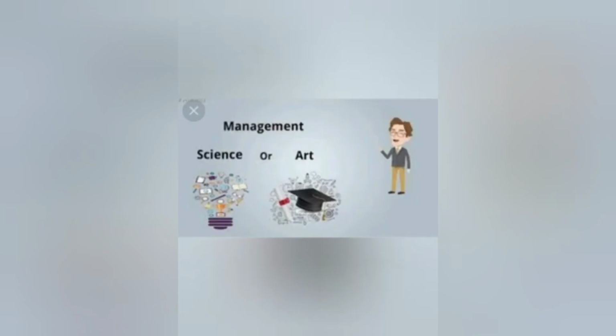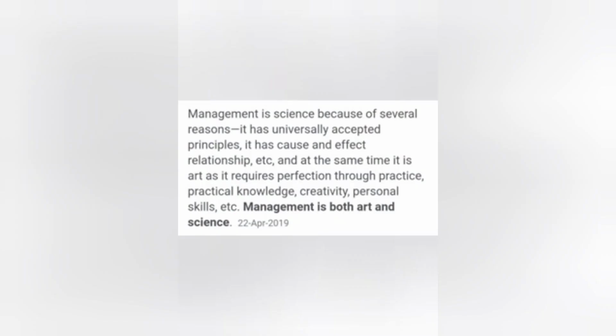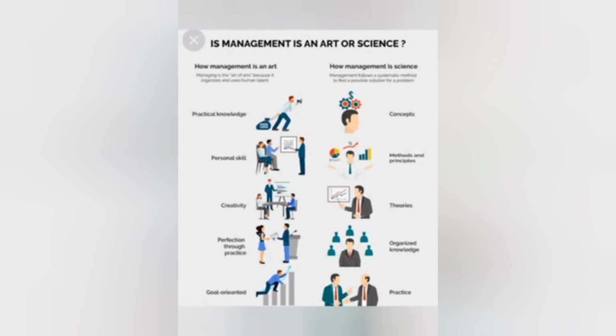The first question is: management is a science or art? Let's discuss. Management is science because of several reasons. It has universally acceptable principles, and it has a cause and effect relationship. Why? Because every action has a reaction. At the same time, art requires perfection through practice, practical knowledge, creativity, and personal skill. So that is why management is considered as both art and science. We must know some theoretical knowledge as well, some experimental knowledge as well, and along with that it is experimented. That is why it is both art and science.